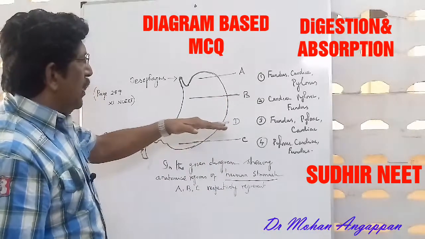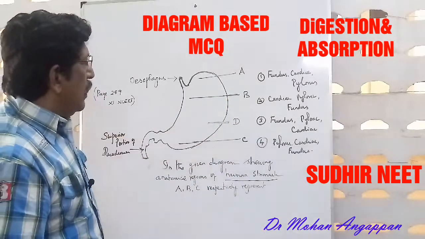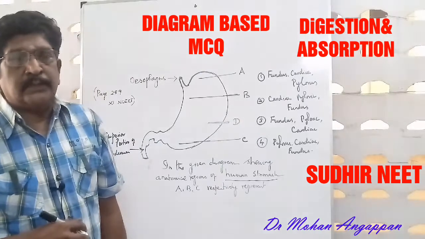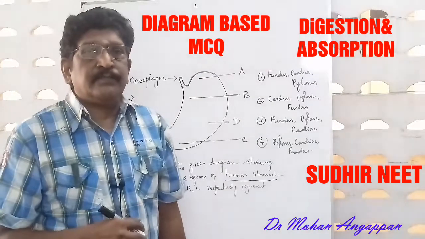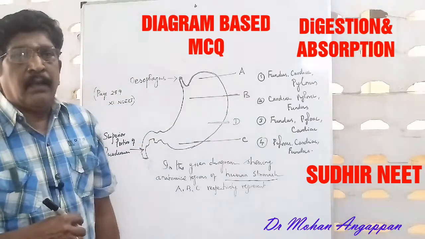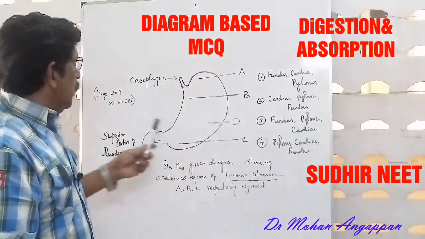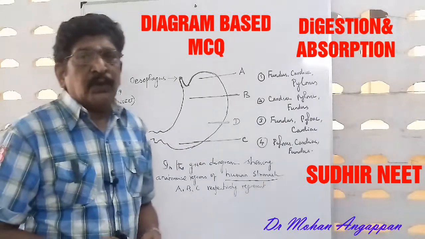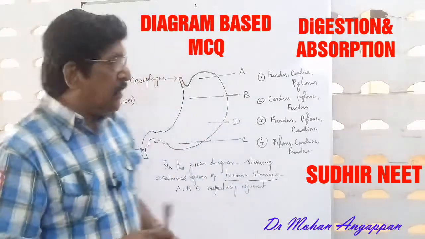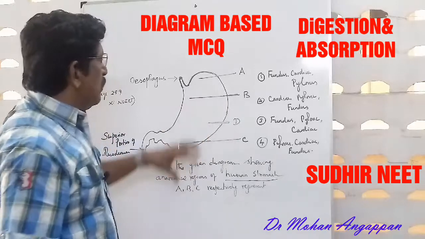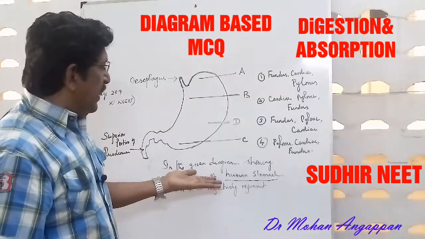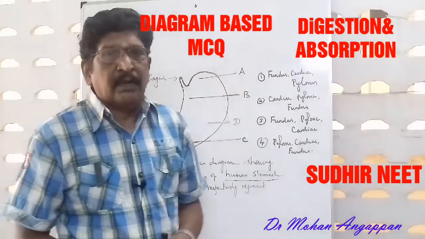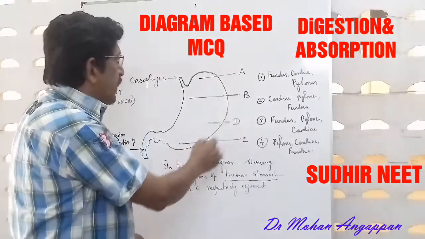So now this diagram is from your topic digestion and absorption, digestive system. This diagram you can see in your 11th NCERT book, page number 259. So in 11th NCERT, page 259, we can see the diagram. This is about the stomach. It is already given in the question. These are parts of the stomach. So you have to correctly represent the answer.